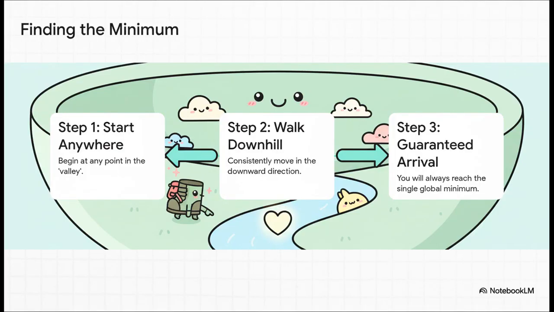And the strategy? It couldn't be simpler. You could give these instructions to anyone. Number 1, start anywhere you want in the valley. Doesn't matter where. Number 2, just keep walking downhill. And number 3, you are absolutely 100% guaranteed to arrive at the one true bottom, the global minimum. It's that reliable.